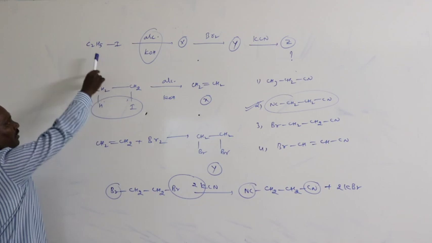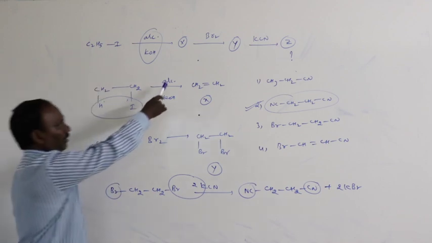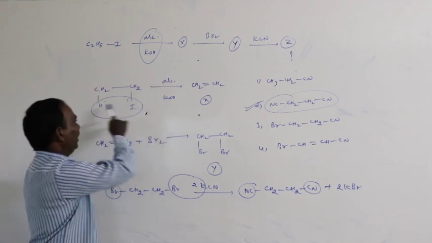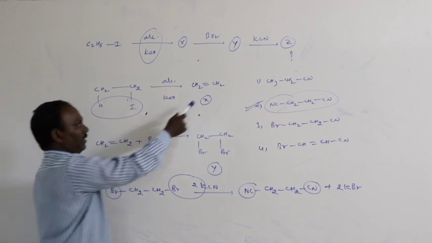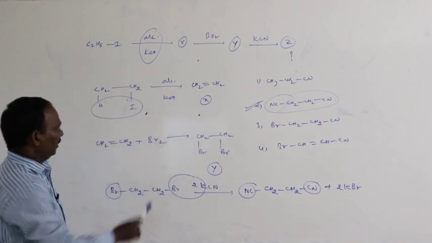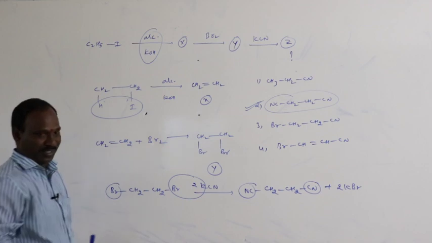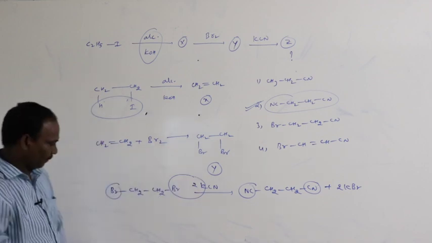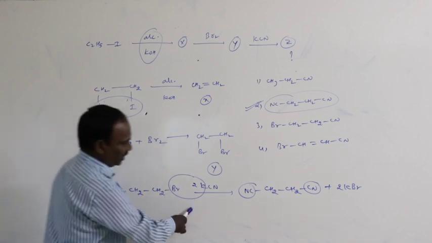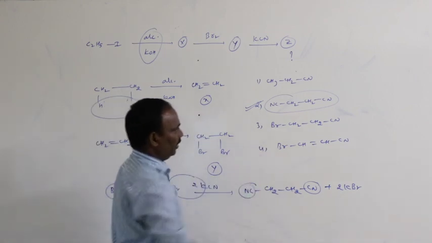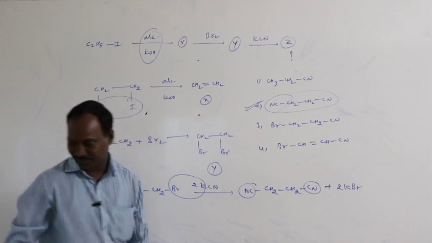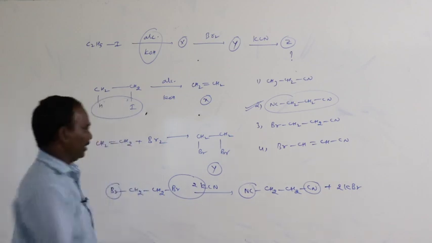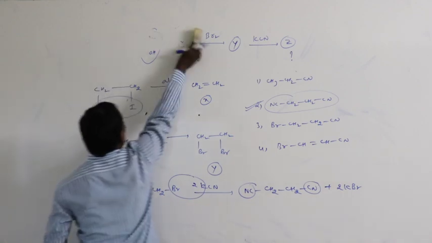Okay, once again, ethyl iodide plus alcoholic KOH, dehydrohalogenation takes place, it gives X compound. Now this X on treatment with bromine, addition reaction takes place, it gives Y. Y on treatment with KCN, here dicyano compound is obtained, that is second option. Right, and one more question.